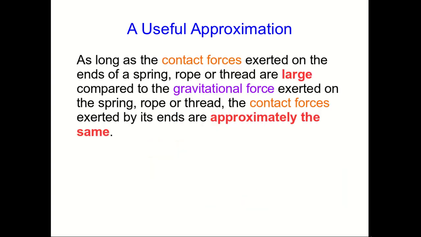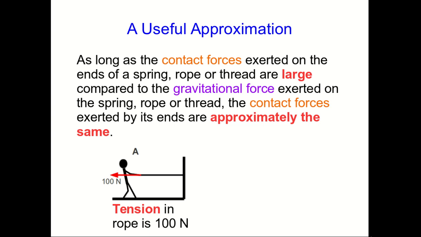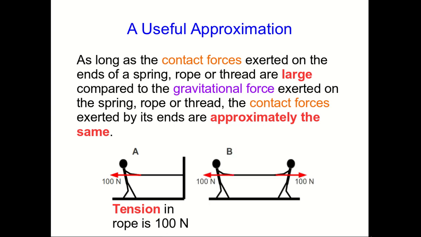So as long as the contact forces exerted on the ends of something like a spring or a thread are large compared to the gravitational force exerted on it, then the contact forces that it exerts on its ends are approximately the same. So when you pull on one end of a rope with a 100 Newton force and it's attached to a wall, you know that the force it exerts on the wall is about 100 newtons. We say the tension in the rope is 100 newtons, and that's just the magnitude of the forces that both ends of the rope will exert.